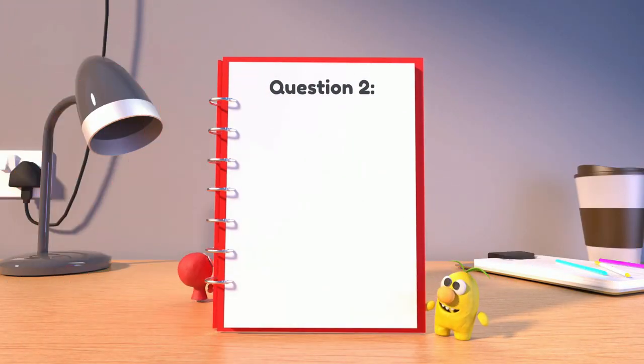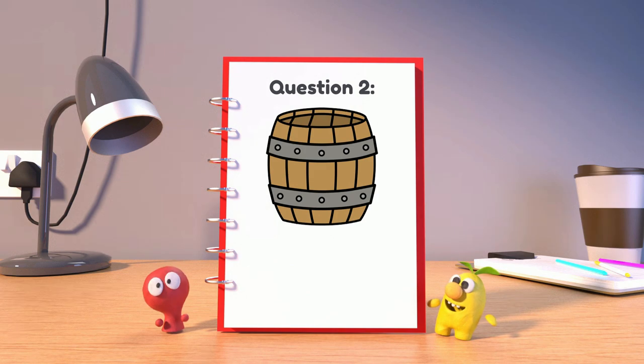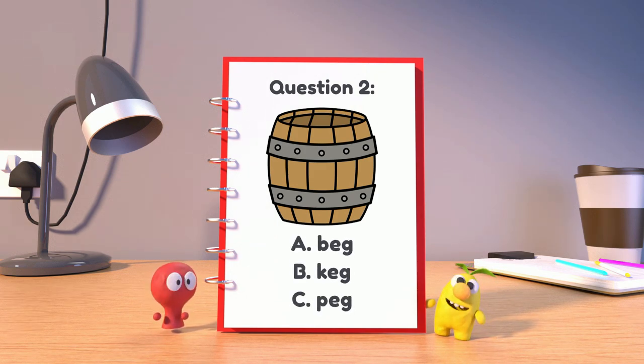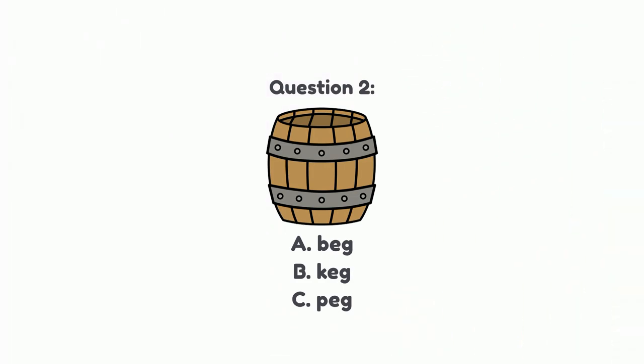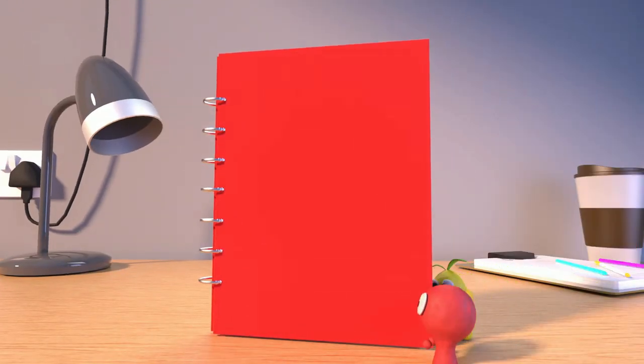Question 2. What is a word that means a container that people use to store or transport drinks like soda? A. Beg, B. Keg, or C. Peg? The answer is B, keg. Nice work. Here's your last question.